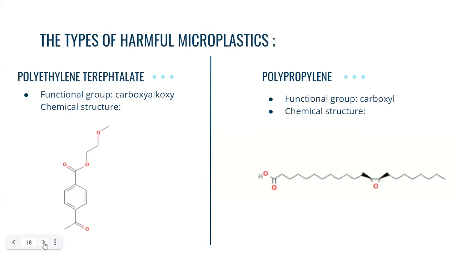Now, let's take a look at what types of microplastics are harmful to human and marine life. There are two types of harmful microplastics. Firstly, polyethylene terephthalate. The functional group is carboxyl, as we can see here, it has a double bond between C and O. The next type is polypropylene, whose functional group is from carboxyl, and as we can see here in the chemical structure, it has a double bond O with OH.